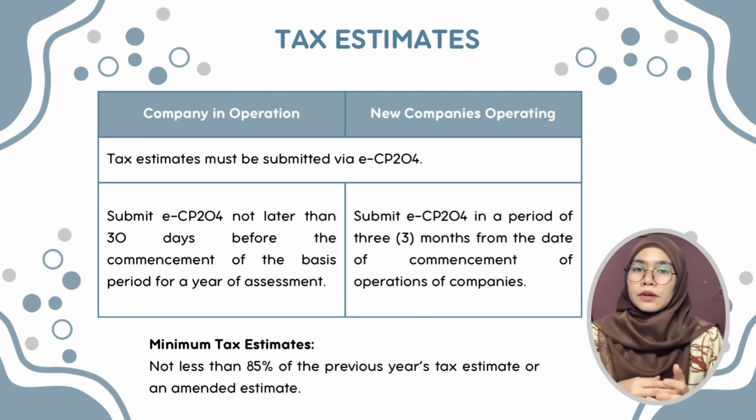The minimum amount of the tax estimate should be not less than 85% of the previous year's estimate, or, if it is the first time, based on the company's projected profit for the year.